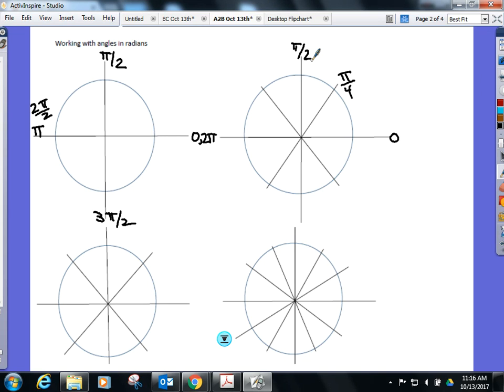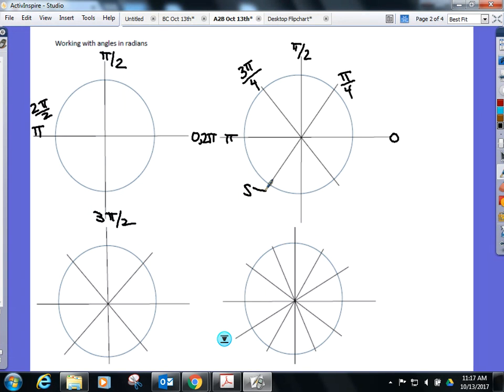Guess what this one's going to be, the next 45? 3 pi over what? Ooh, be careful. We're going by pi over 4s now, remember. So over 4. What's this one going to be? Just go with the pattern. 3 pi over 4, this will be 4 pi over 4, but reduced to what? Pi. See where that comes from now?